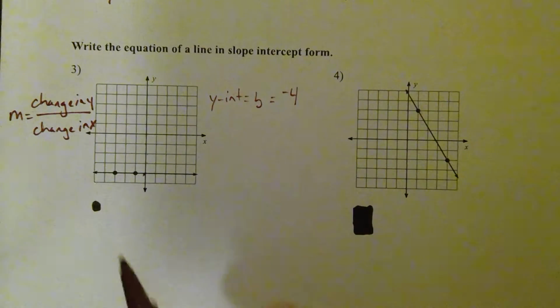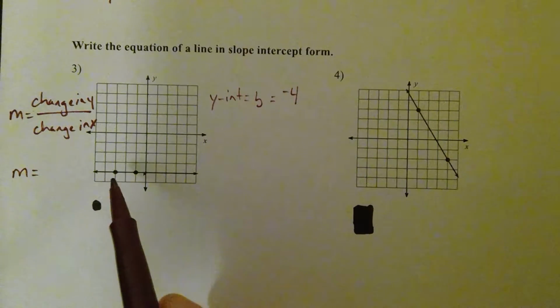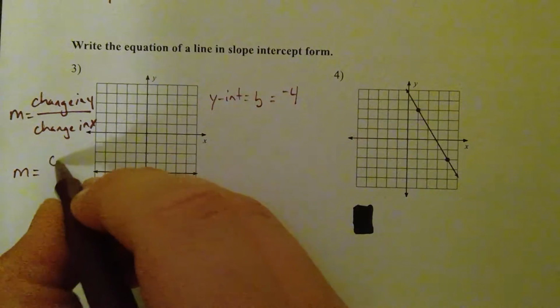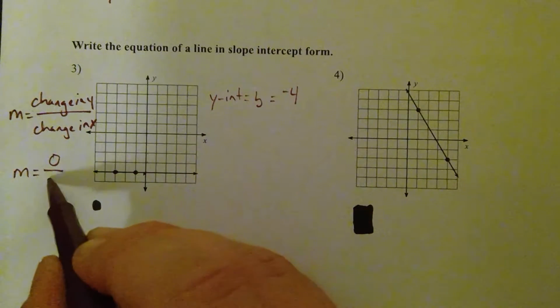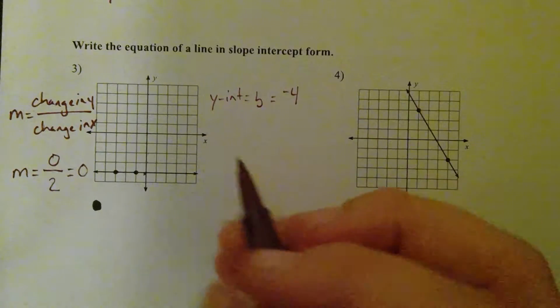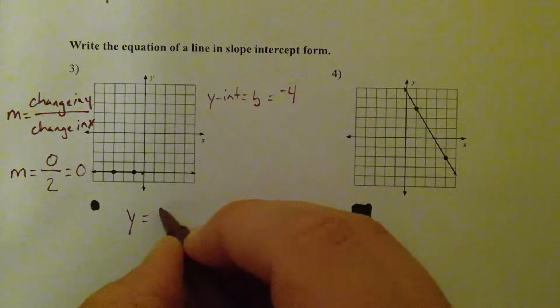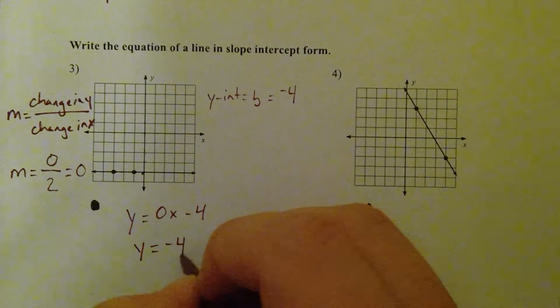Okay, so if I'm going to look at number 3 right here, if I'm looking at my change in y, I'm not going to go up anything. So my change in y is 0. Here are my 2 points. And then my change in x, I'm going 1, 2. So 0 over 2 equals 0. So if m is 0 and y is negative 4, I have y equals 0x minus 4, which is the same as y equals negative 4.